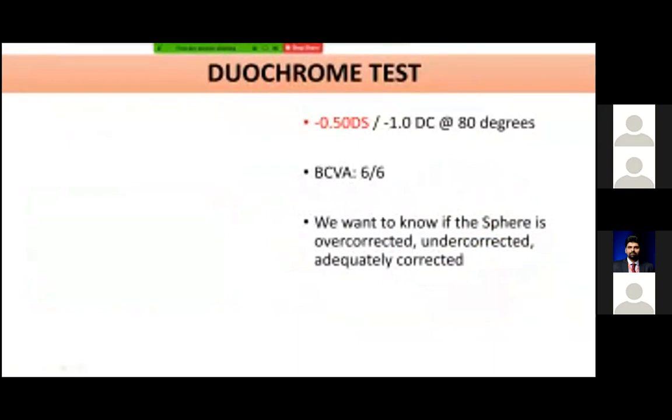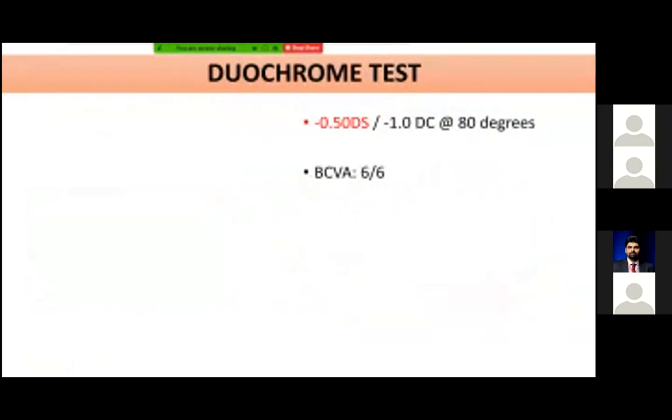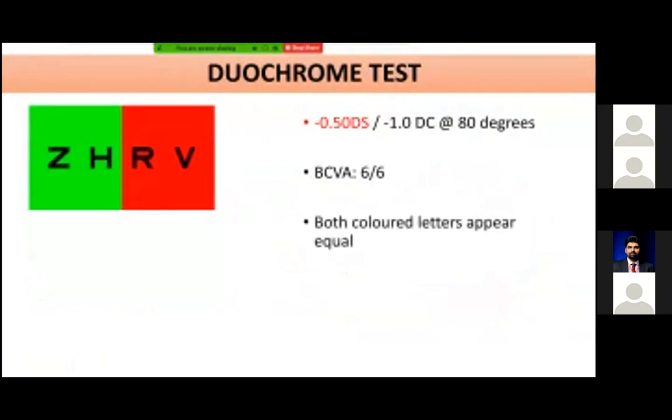The patient is reading 6/6. We just want to know if this sphere is okay, meaning is this -0.5 overcorrected, undercorrected, or adequately corrected. We know in myopia we must not overcorrect. So we do the duochrome test and ask the patient to look at the red and green letters and whether they both appear equally bright.